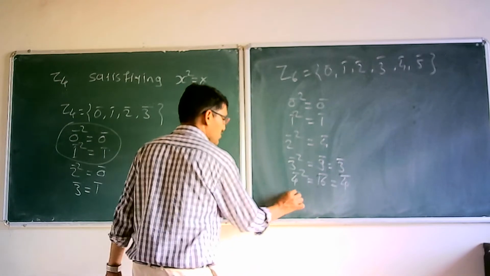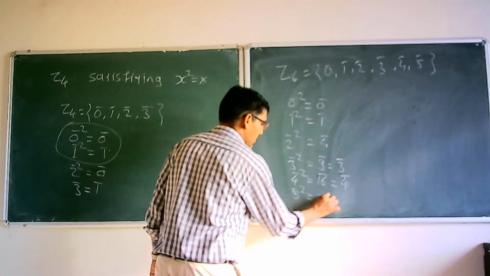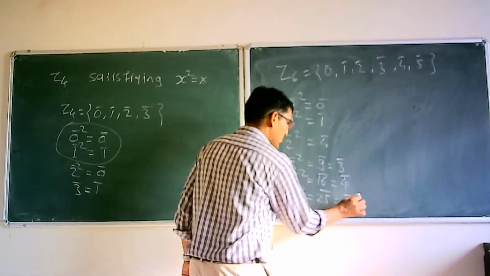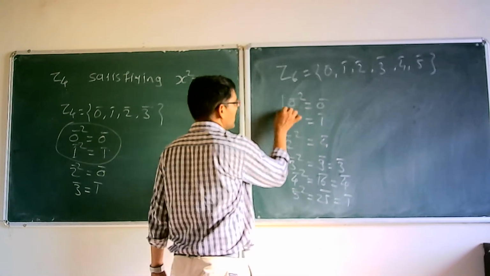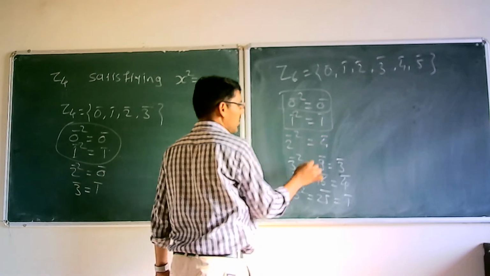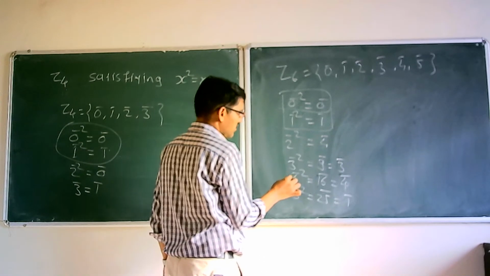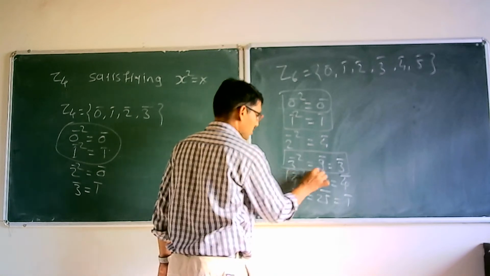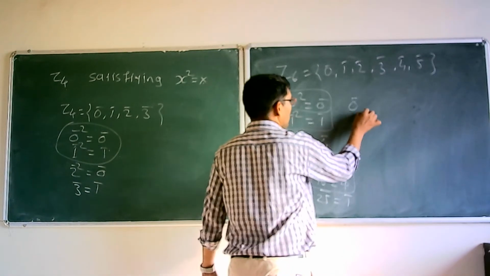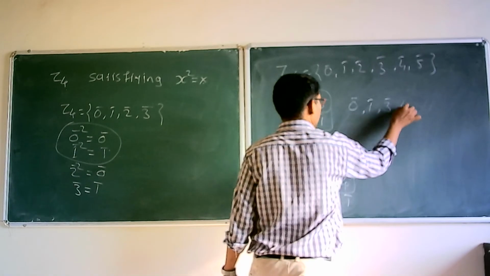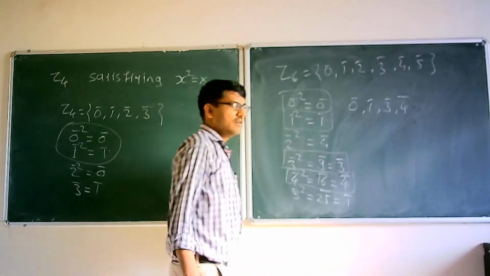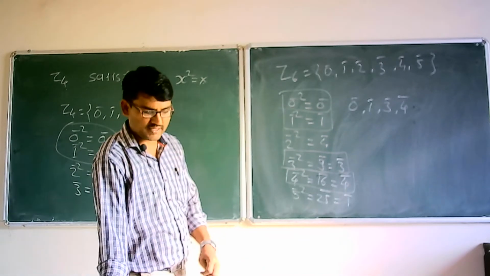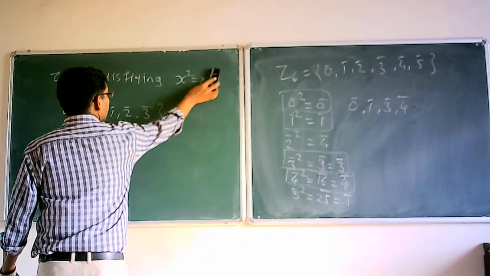And what is 5 bar square? It is 25 bar. 25 bar modulo 16 is 1 bar. So how many pairs are there? This is one pair, 0 bar, 1 bar, then next 3 bar and 4 bar. So what is the answer? 0 bar, 1 bar, 3 bar and 4 bar. These are the 4 numbers satisfying x bar square is equal to x. Now next.